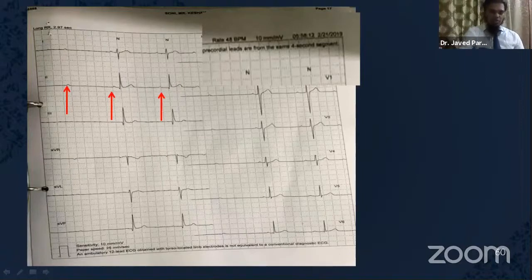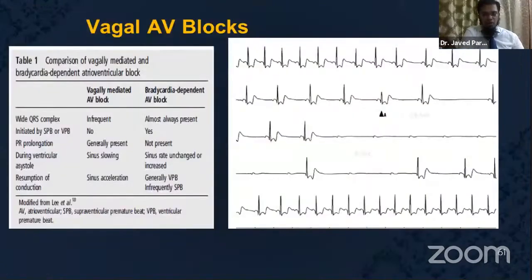So this brings me to the last point of today's presentation. What about vagal AV block? How does one approach a vagal AV block? This patient had vagal AV block and the correct answer was a tilt table test plus or minus pacemaker. Pacemaker may not be needed in the majority of patients with vasovagal syncope. But in certain patients, even with vagal AV block, pacemaker is indicated.